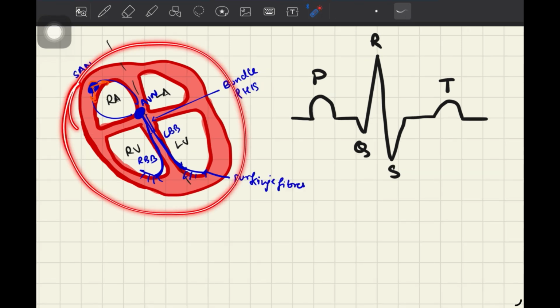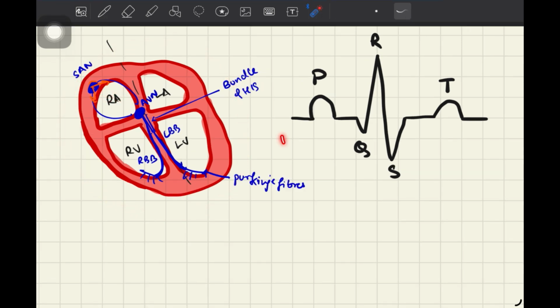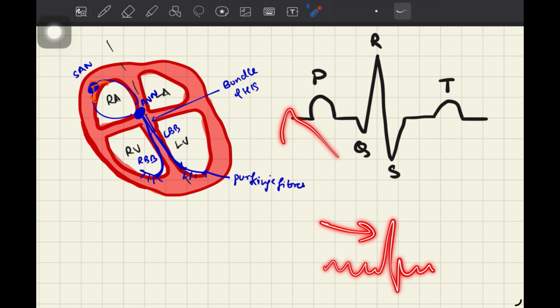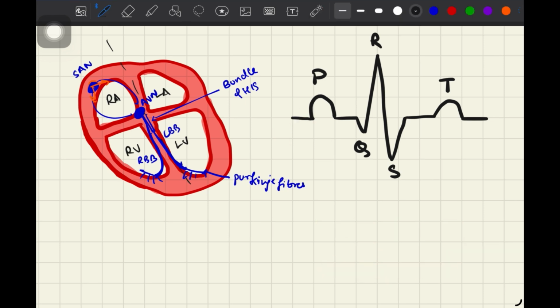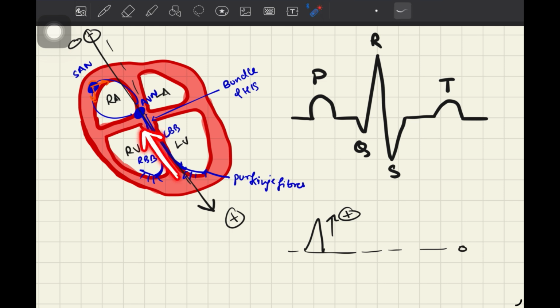Okay, so in this diagram I'll show you what happens mechanically, and on this side I'll show you what happens in the ECG. You must remember, whenever the vector, the electrical current, is in line with the vector of the lead, as you know, this is lead 1, lead 2 is in this direction. So whenever the mechanical activity is along this direction, there will be a positive deflection in the ECG. If this is the baseline, there will be a positive deflection, and if it's against this direction, from this side to this side, then there will be a negative deflection in the ECG.